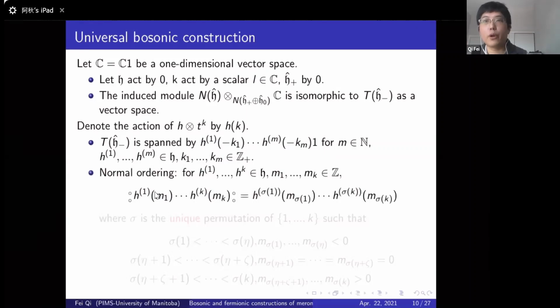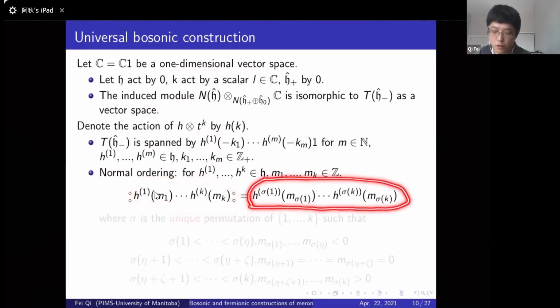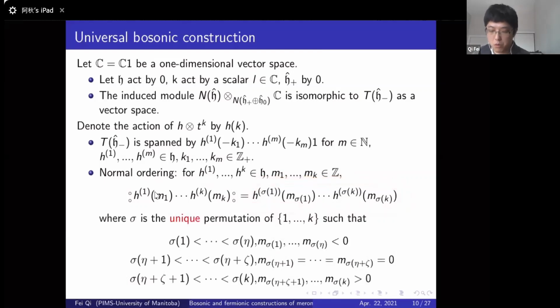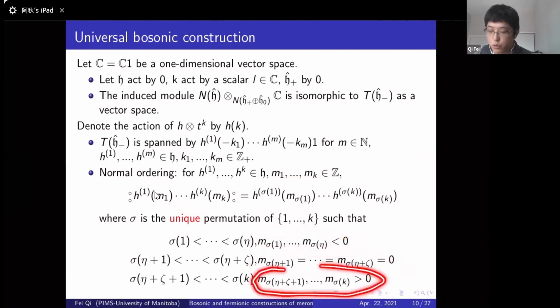Moreover, to define the vertex operators, we need the normal ordering. The normal ordering is defined as follows. The normal ordering of this set of operators is going to be a permutation of these operators, but the permutation is uniquely determined by the following conditions. First, the ones sitting in the front have to be negative modes: negative modes first, zero modes in the middle, and finally positive modes are pushed to the back.